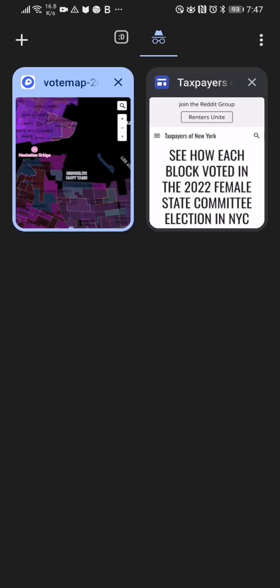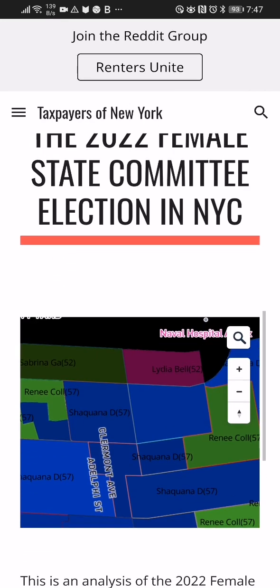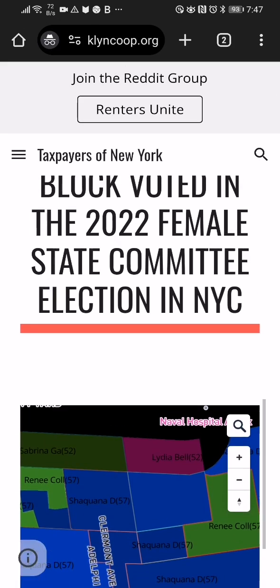Here we go. Another election analysis. Female state committee election in New York City. Who even knew there was a state committee? And I guess now it's not even allowed to have female and male, so now it's just state committee person, I guess. And this will look at every election in 2022 that had to do with female state committee election.